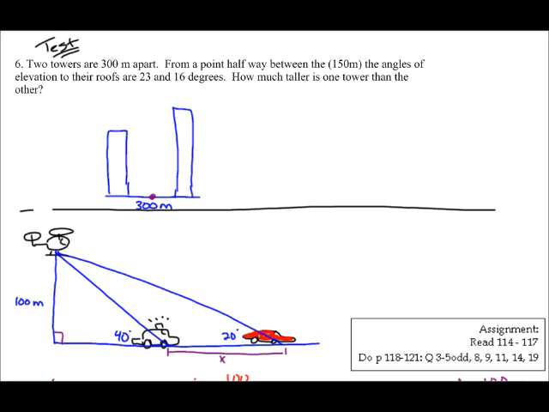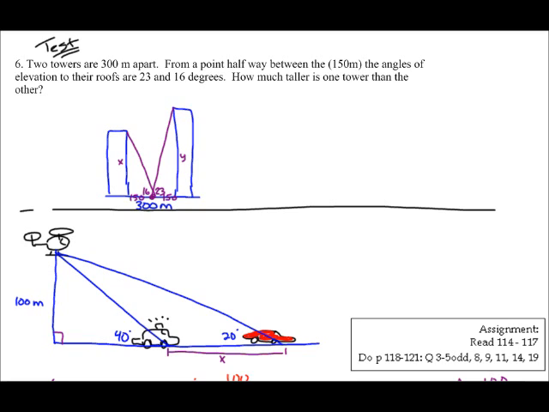Their angles of elevation to the roofs are 23 and 16. So 16 and 23. How much taller is one than the other? Okay, so to find the heights of them, we'll need to know the heights of each tower to find the difference in their heights. Now, if this is 300 meters and this point is halfway in between, how much is each of these lengths? 150. 150 and 150. So now that we know an angle and a side, do you have enough to find the height of each one? Yeah.